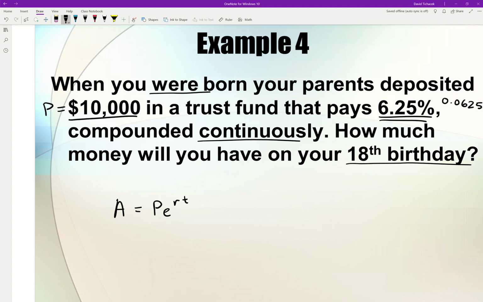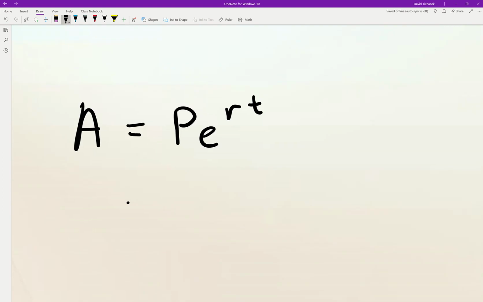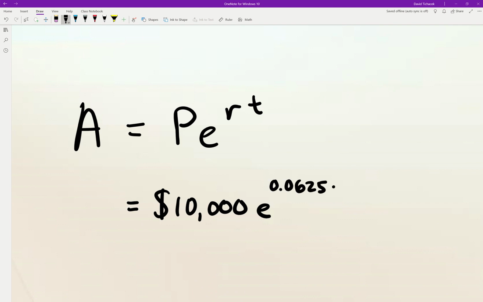Well, if we started when you were born, then that means that 18 years, of course, has passed by, so that means that T is going to be 18. And now we have everything that we need here to plug into our formula and actually figure out what the answer is going to be. So our principal amount was, of course, $10,000. We're going to multiply that times Euler's number, E, to the power of your interest rate, which was 0.0625, we said, times the number of years you're giving this to grow. On your 18th birthday, 18 years will have passed.